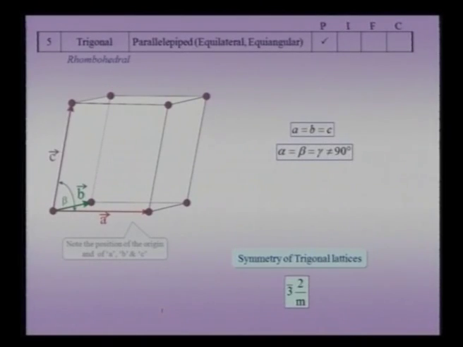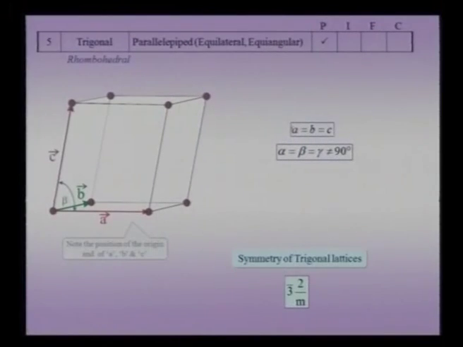After noting that there is only one type of hexagonal lattice, let us move to the next type of lattice, which is the trigonal lattice. The typical unit cell used for the trigonal lattice is the parallelopiped, which is equilateral and equiangular. We just have one type of trigonal lattice, which is the primitive type. Another common name used for trigonal lattices is rhombohedral as well. So, whenever I am referring to a rhombohedral lattice, it is the same as the trigonal lattice.